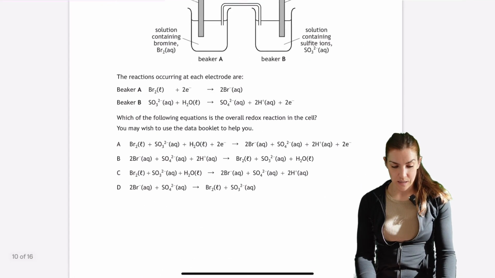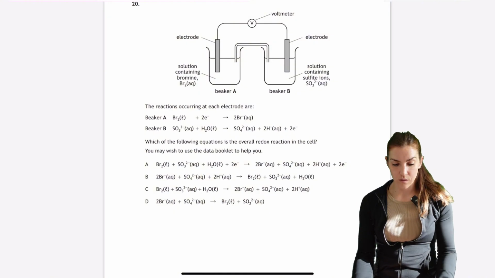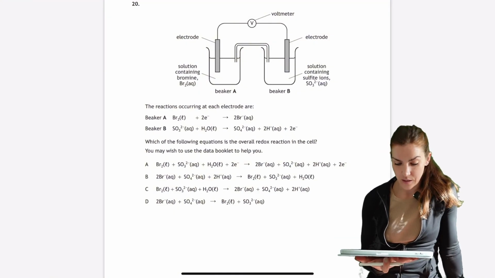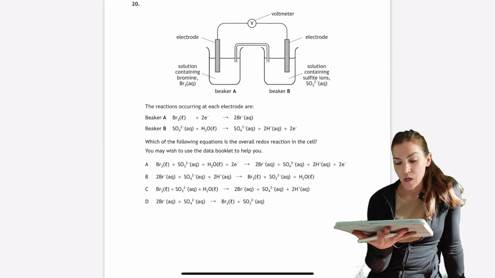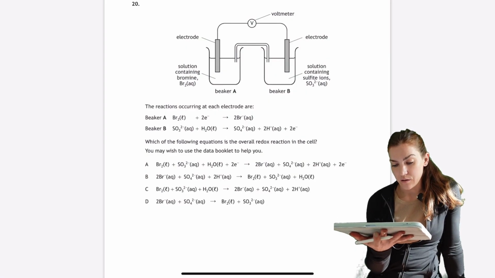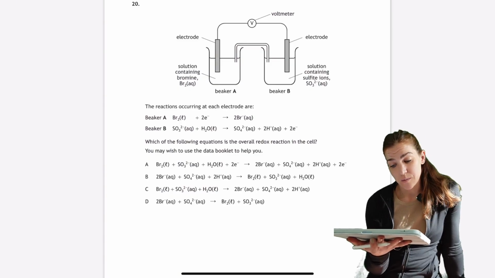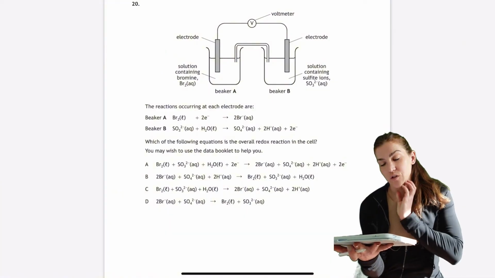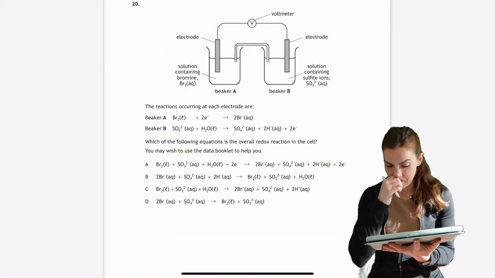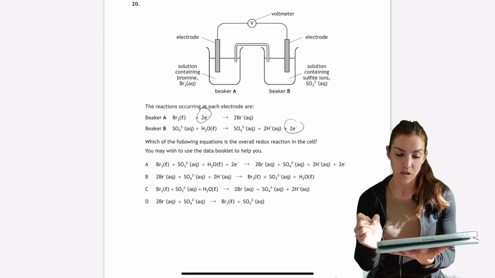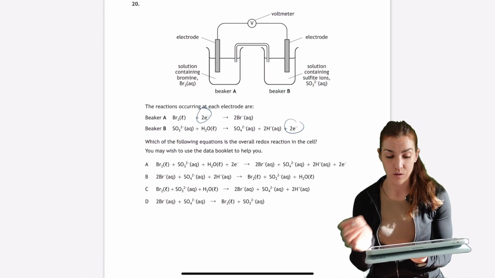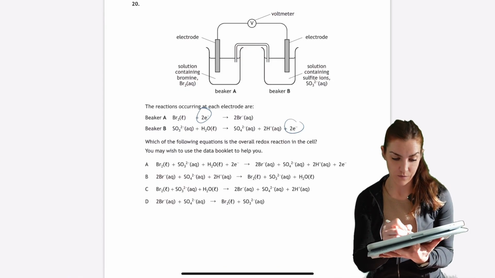In question 20, we've got another electrochemical cell here. So the reactions occurring at each electrode are shown in the question. Which of the following equations is the overall redox reaction in the cell? You may wish to use the data booklet to help you. You don't really necessarily need to use the data booklet here because we were given the two ion electron half equations already. All we need to do is make sure the electrons can cancel out. We have 2 electrons in each equation, so they will cancel. We don't need to multiply any of them to make them fit.